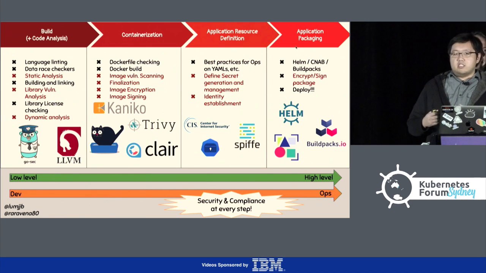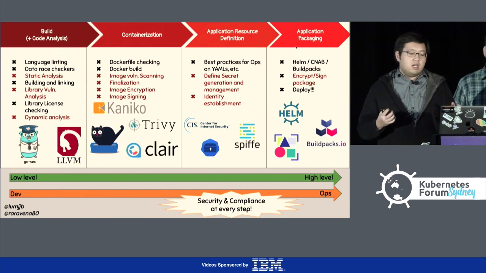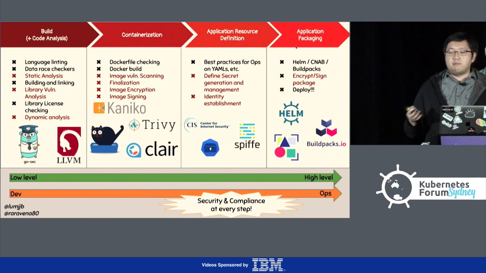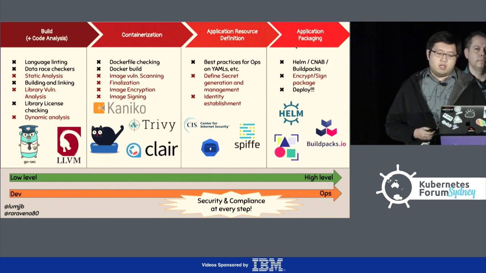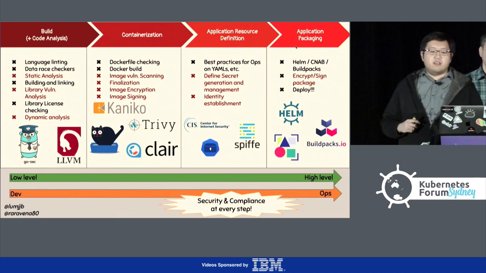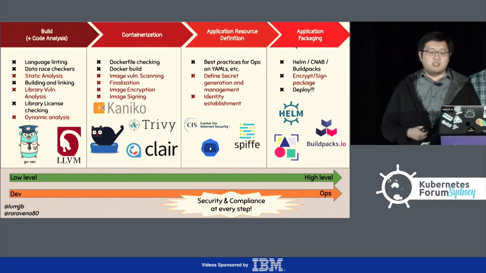But an application is more than just a Docker image, right? We need to define how this application will run, the deployment YAMLs. We need to define what secrets the application will need. We need to define what is the identity of the application. So this sets it in the context of how we want to deploy this application. And at the end of it, we get to the final phase, which is packaging. So this is CNAB, Helm, buildpacks that we just talked about.